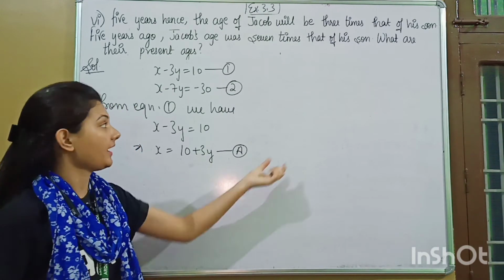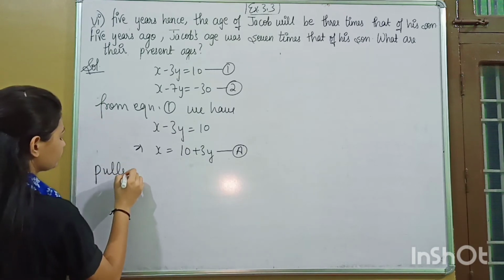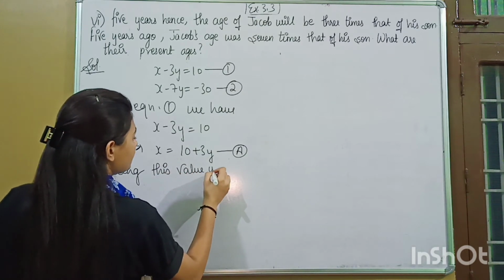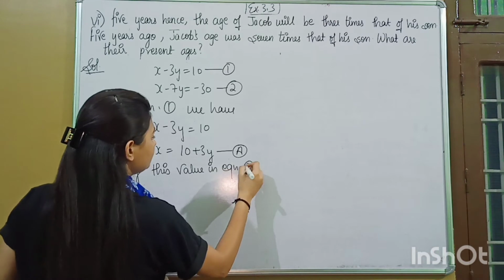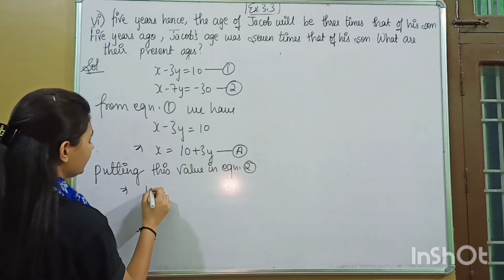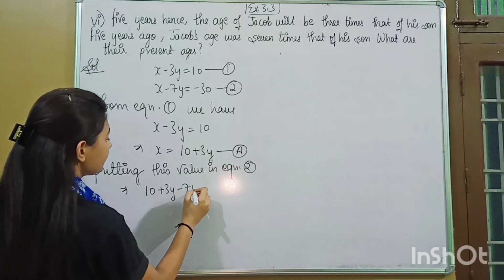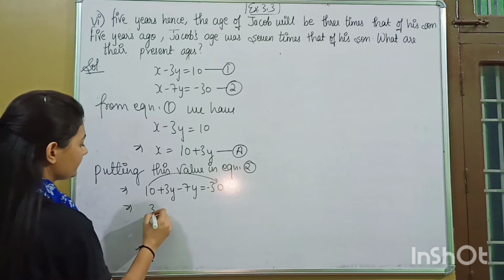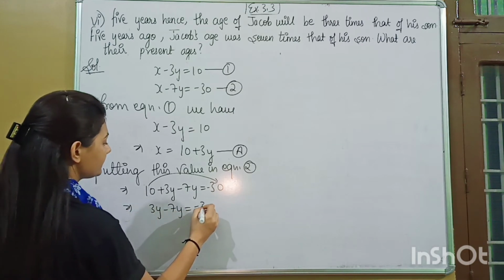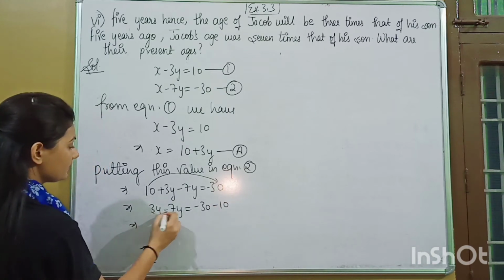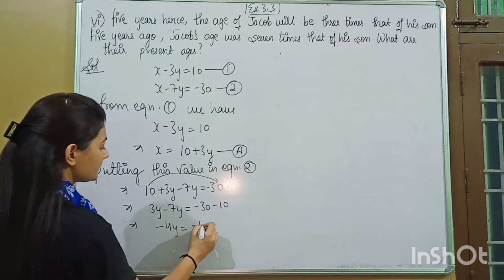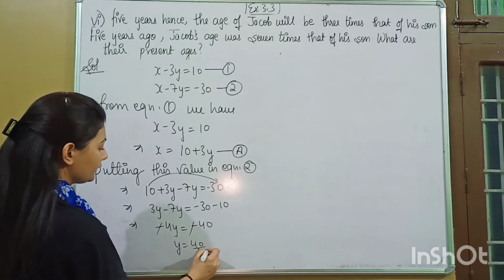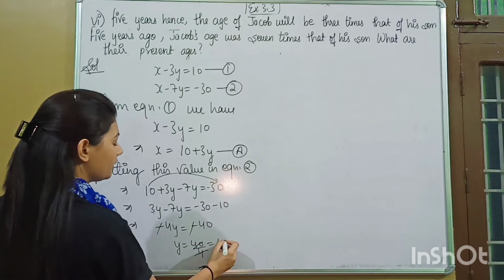Now we will put this value of x in equation 2. Putting this value in equation 2, we have 10 plus 3y minus 7y is equal to minus 30. This 10 we will take to RHS. Here it will be 3y minus 7y is equal to minus 30 minus 10. So 3y minus 7y will be minus 4y is equal to minus 40. This minus and minus will cancel. y is equal to 40 by 4, that is equal to 10. So we got the value of y.